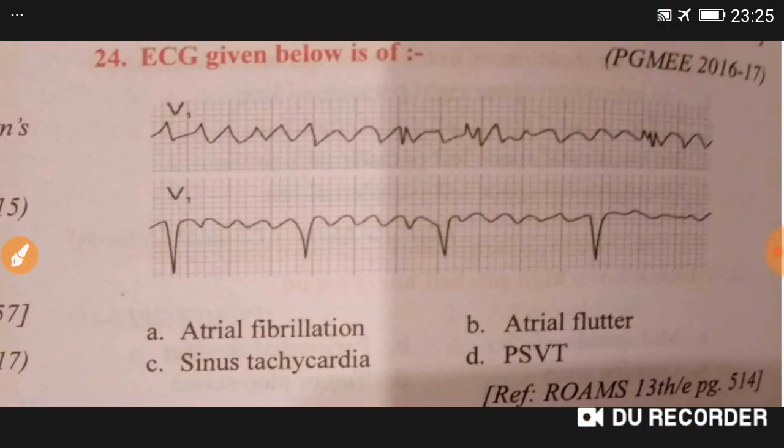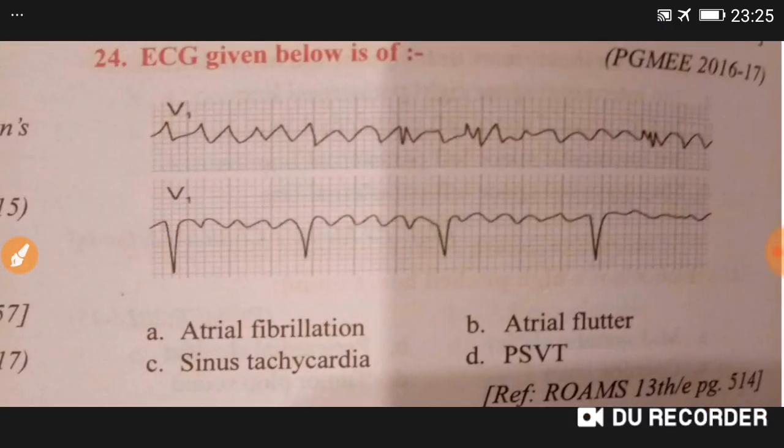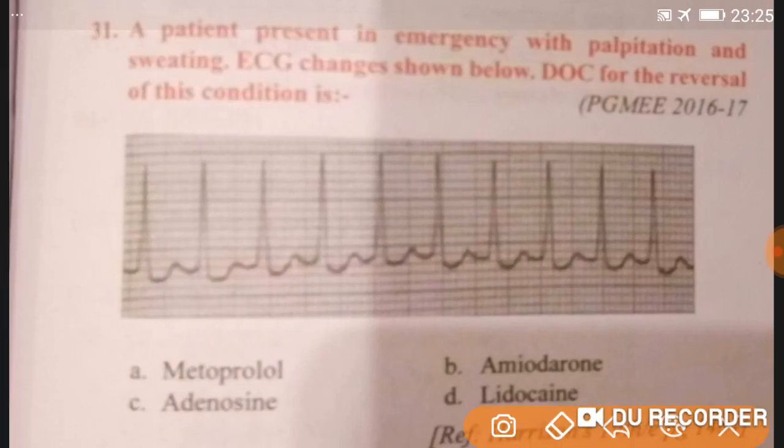ECG given below is of atrial fibrillation. This is atrial fibrillation. Remember. A patient presents in emergency with palpitation and sweating. ECG changes shown below. The drug of choice for reversal of this condition is adenosine. This is paroxysmal supraventricular tachycardia.